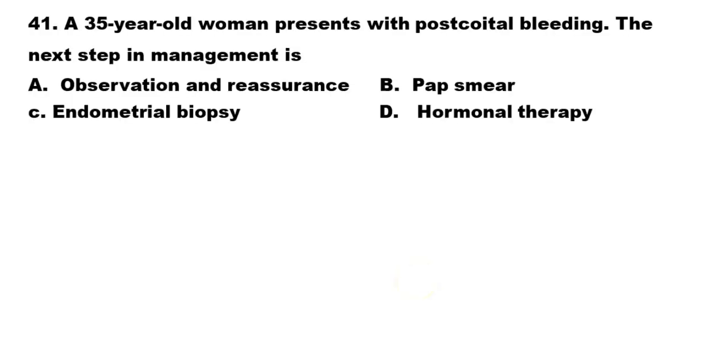The next question, this is a scenario: a 35 year old woman presenting with postcoital bleeding. The next step in the management is A. observation and reassurance, B. pap smear, C. endometrial biopsy, D. hormonal therapy. Think over it for 5 seconds.